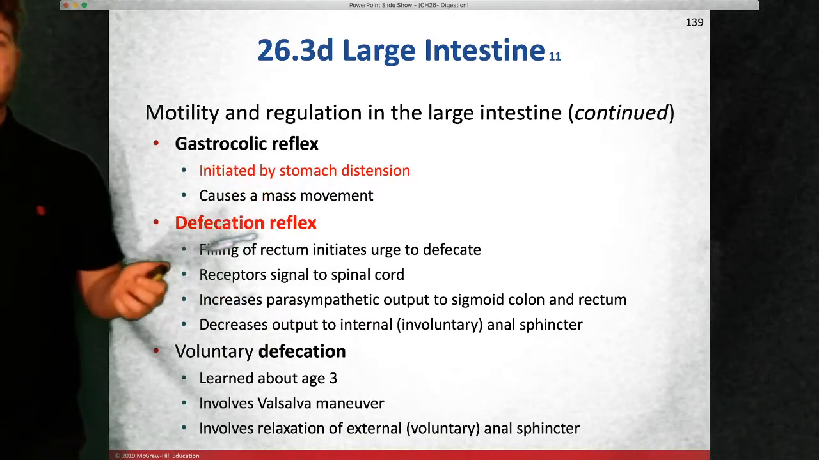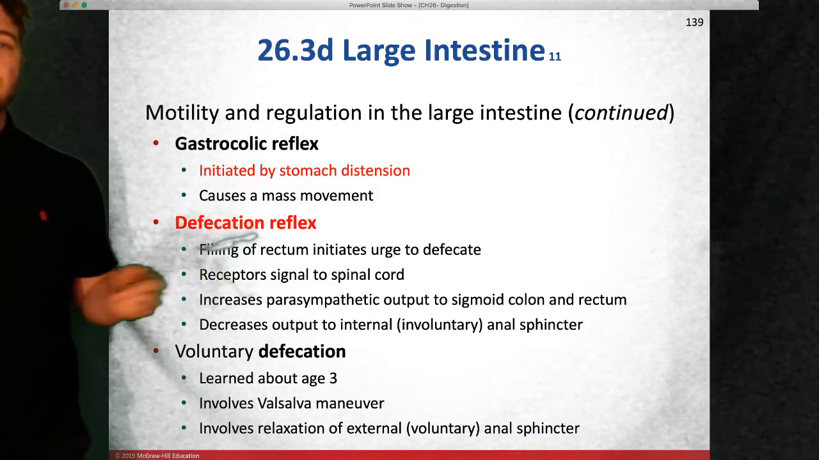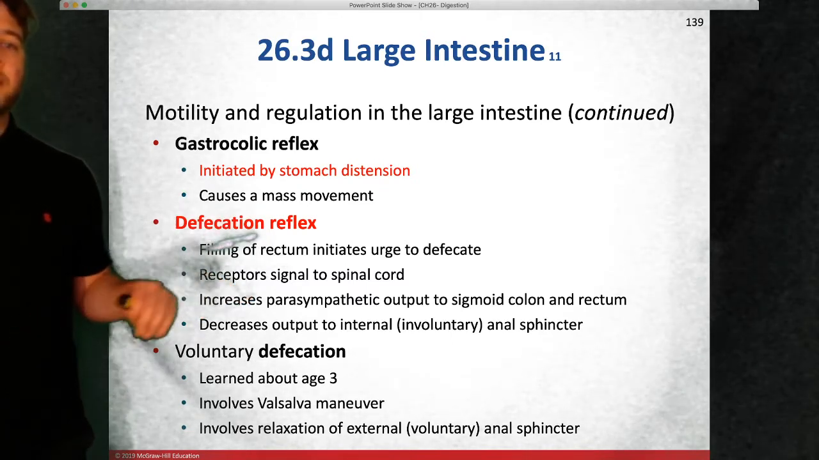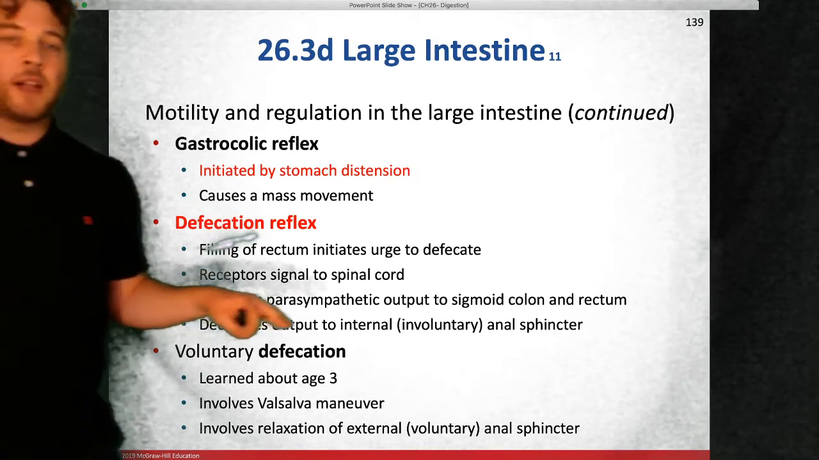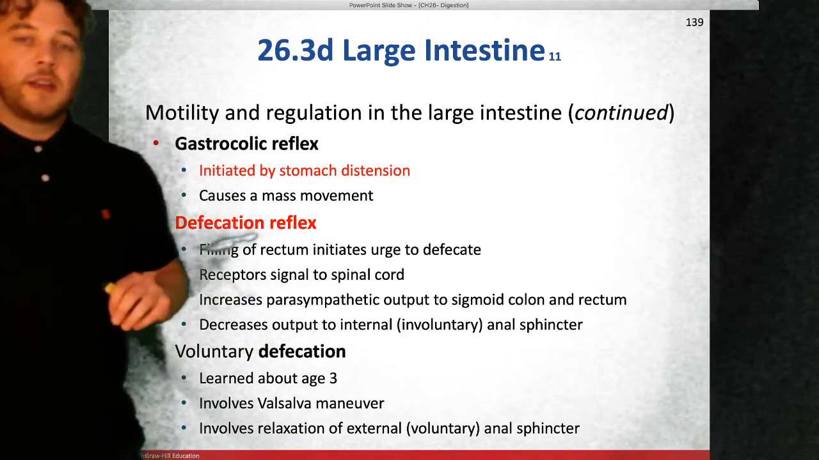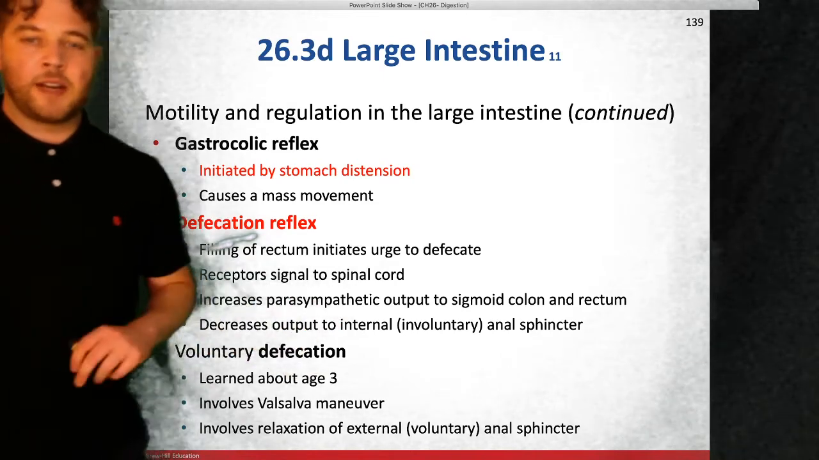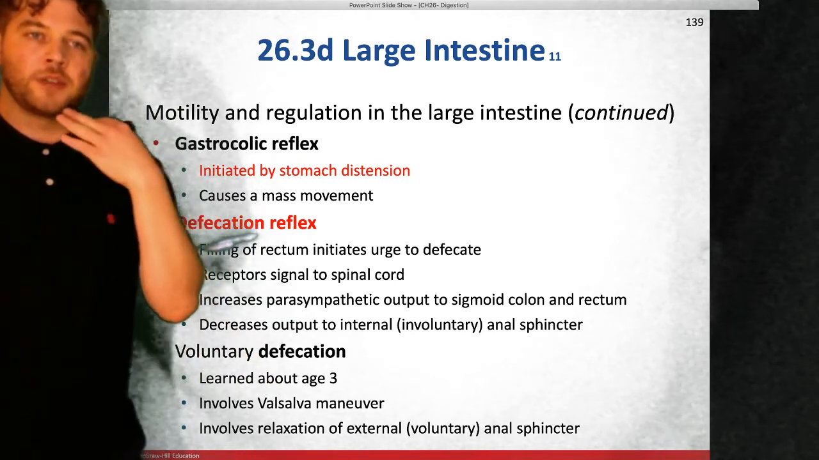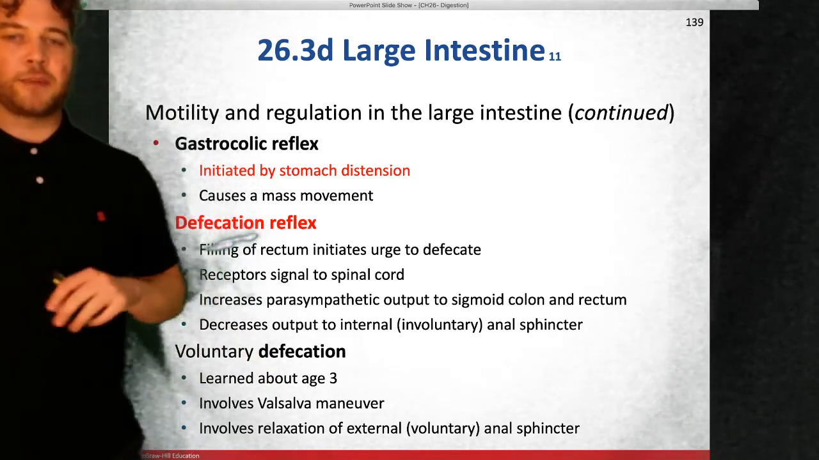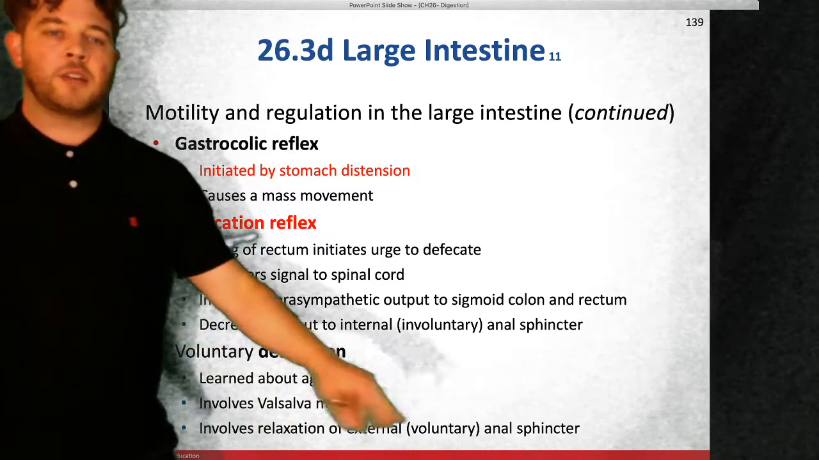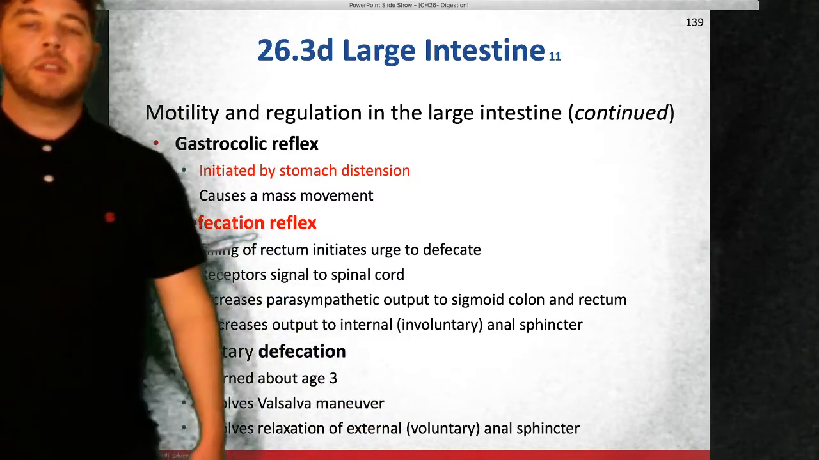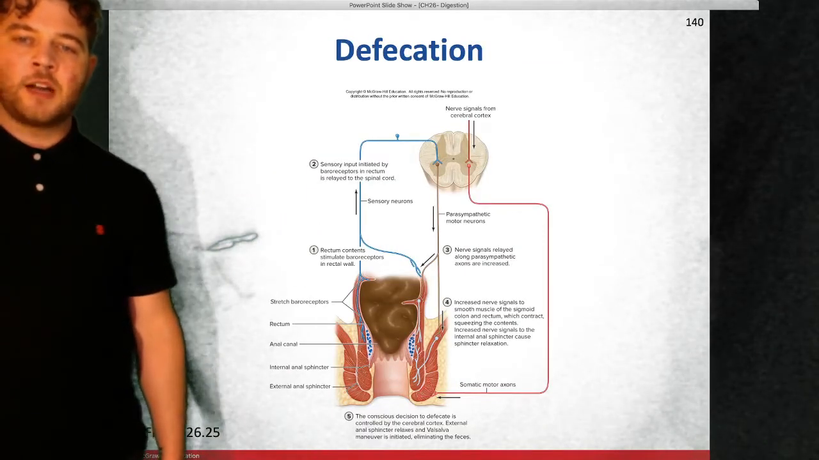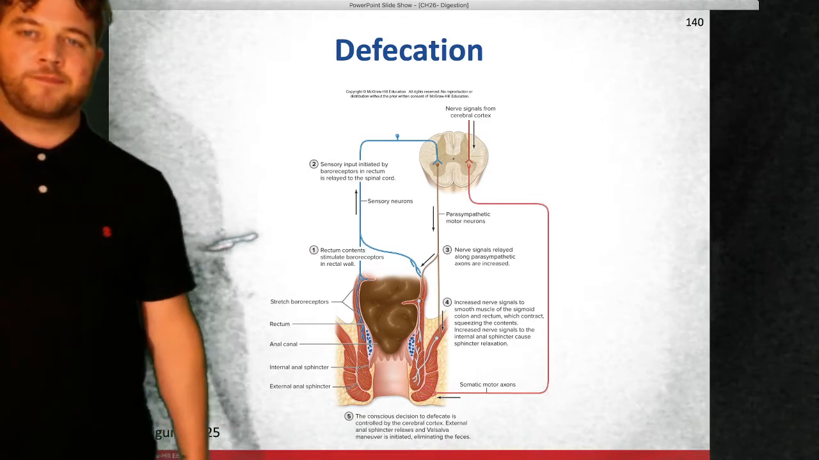The defecation reflex: filling of the rectum initiates the urge to defecate, sends signals to your spinal cord, increasing parasympathetic output to the sigmoid colon and the rectum, and decreasing output to the involuntary anal sphincter. Voluntary defecation is learned at about age 3, involving the Valsalva maneuver, where your epiglottis closes over your larynx and you bear down to increase abdominal pressure. It involves relaxation of the external, voluntary anal sphincter. There you can see a graphic representation of it.